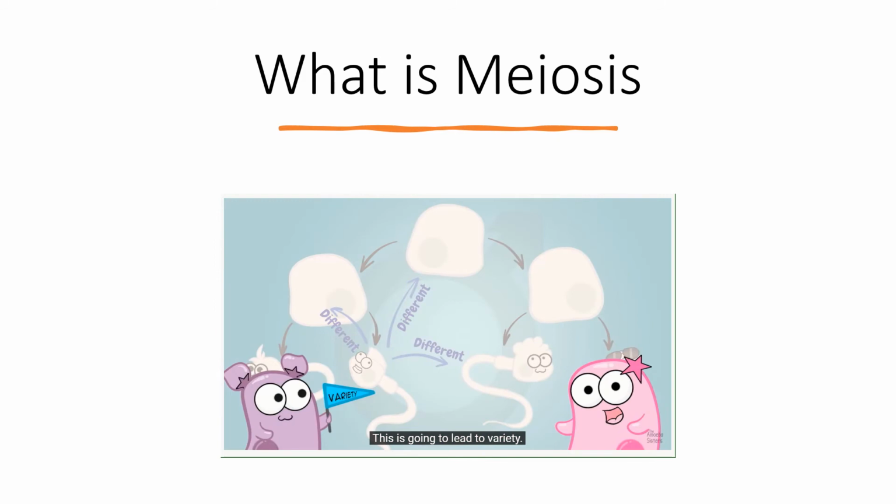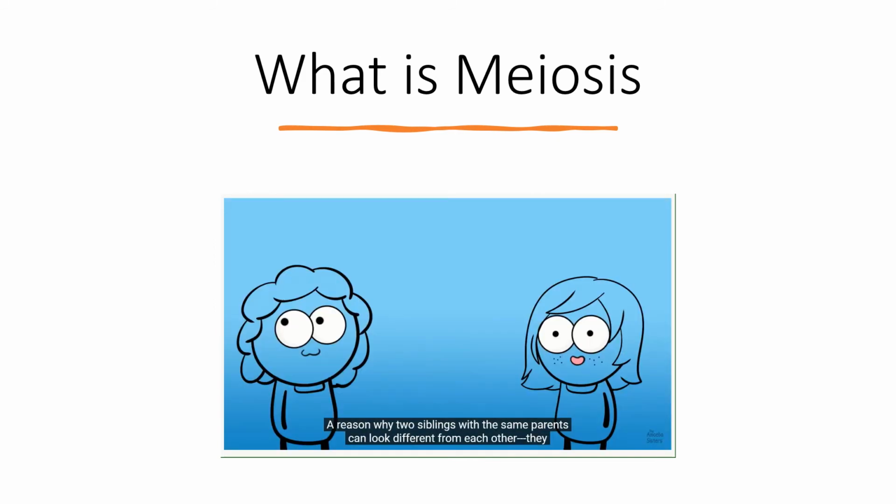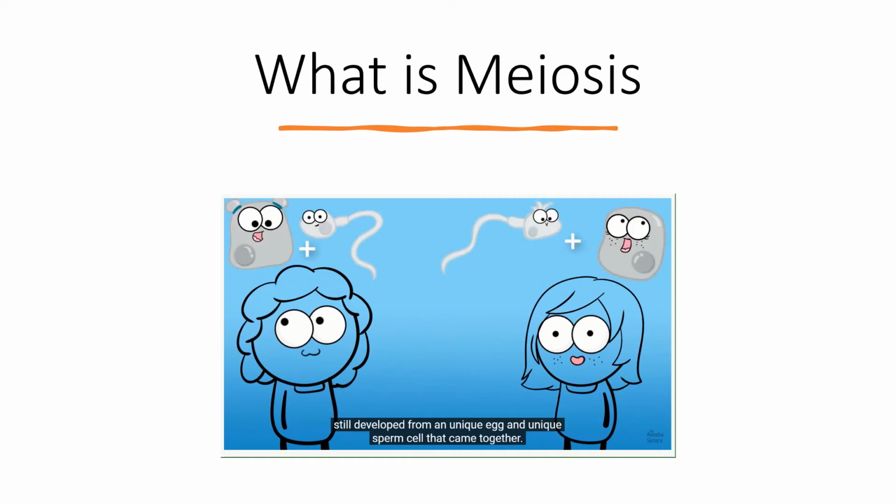This is going to lead to variety, a reason why two siblings with the same parents can look different from each other. They still developed from a unique egg and a unique sperm cell that came together.